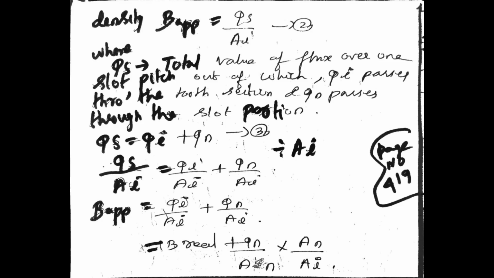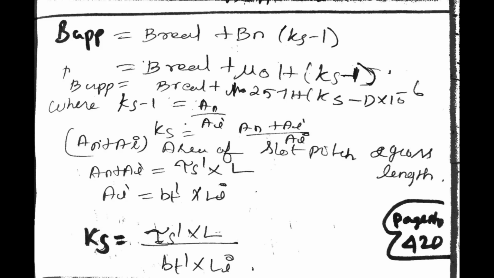Phi s divided by Ai is equal to phi i divided by Ai plus phi n divided by Ai. B apparent is equal to phi i divided by Ai plus phi n divided by Ai. B apparent is equal to B real plus phi n divided by An into An divided by Ai. B apparent is equal to B real plus Bn bracket Ks minus 1 close bracket. B apparent is equal to B real plus mu naught H bracket Ks minus 1 bracket, where Ks minus 1 is equal to An divided by Ai.